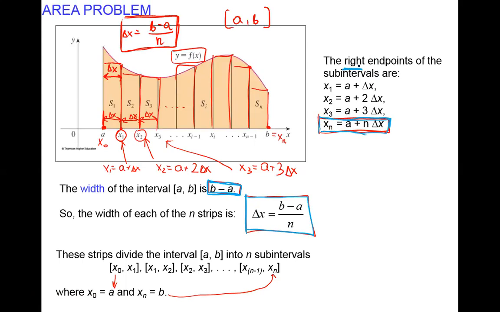Okay? And we will not get the formula for the left endpoints. We can use the left-hand side points if n is a finite number, but not if it's infinity. We will deal with the right endpoints only. Okay, that we do have three blue boxes. Make sure that you remember these formulas.